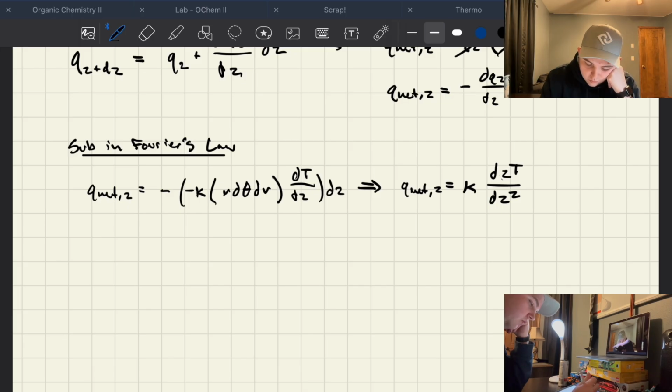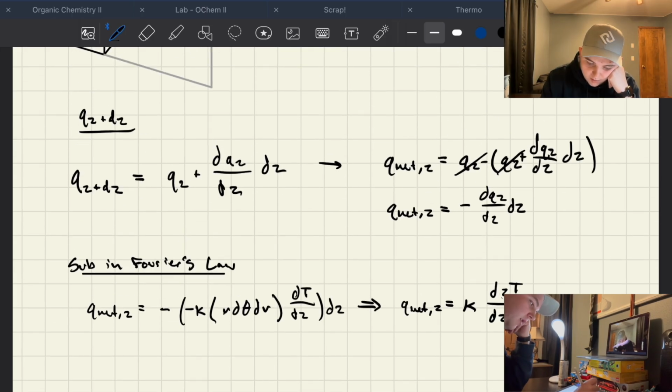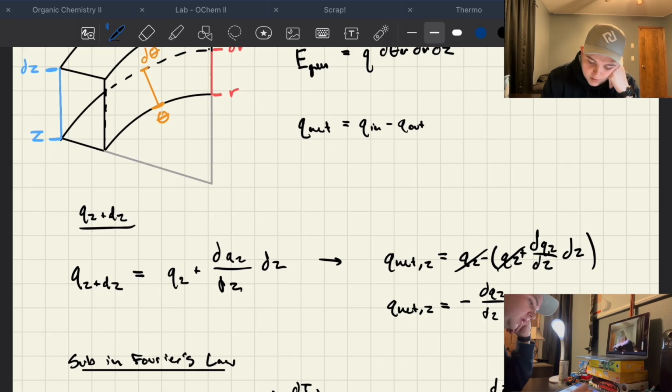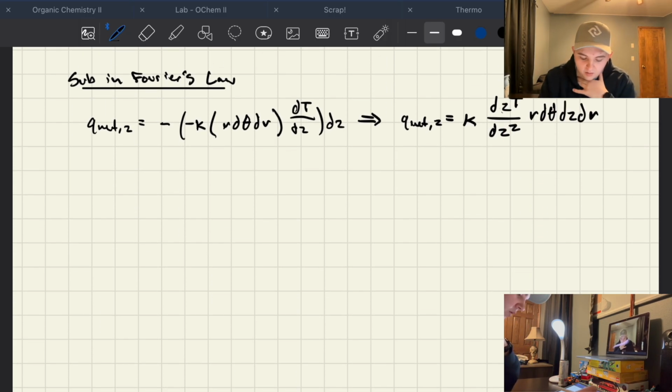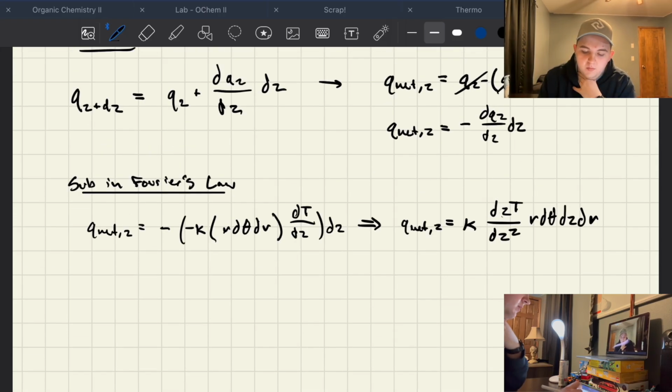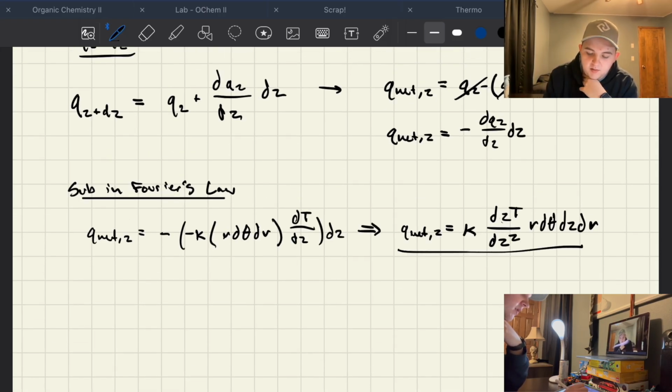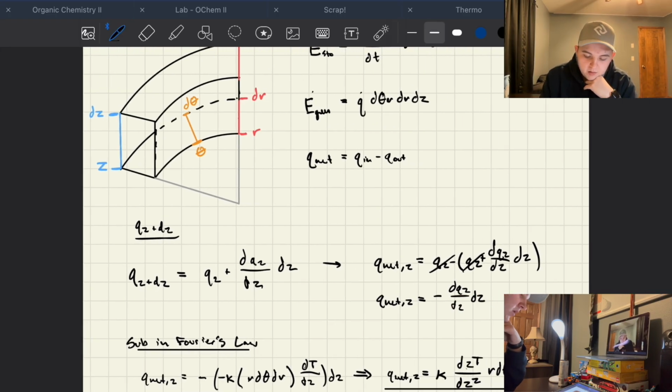Times our area, which is r d theta dz dr. Okay, cool. So I'm just going to underline this so I can find it easier. That's our q net for our z.